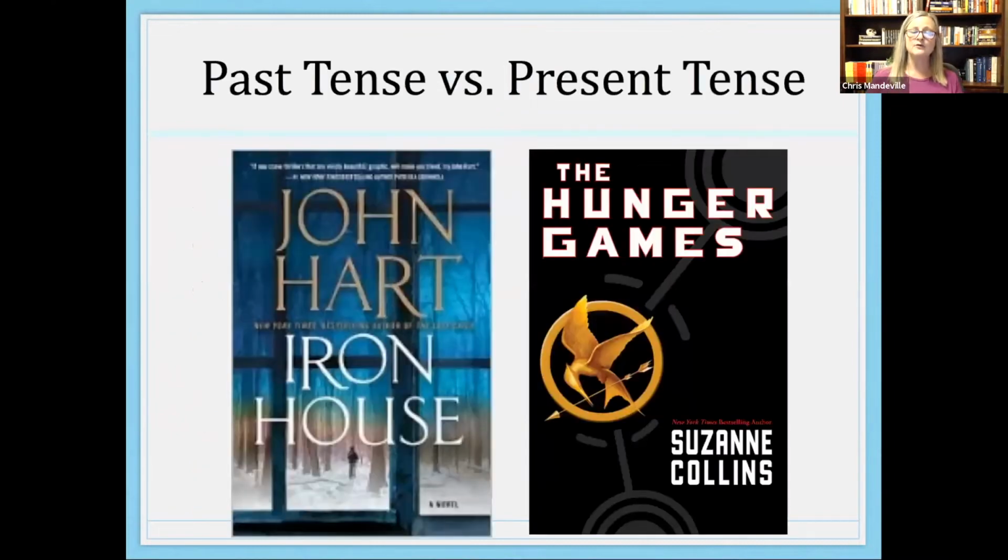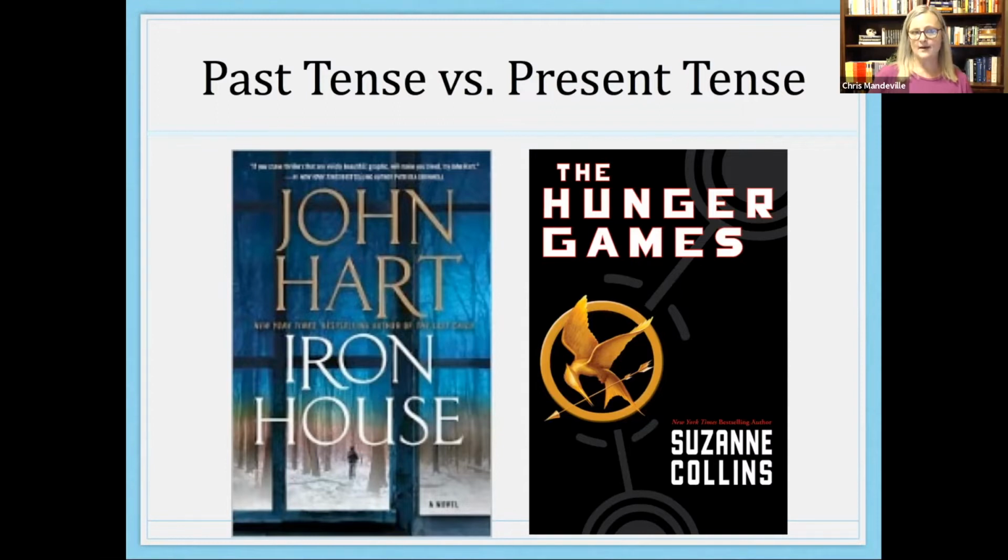All tense means is that it's referring to the tense of the verb, past tense verbs or present tense verbs. A narrator can tell the story in past tense or present tense. You can mix and match narration or point of view styles and tense styles. We're going to talk about what's more commonly paired together and what is less commonly paired together.